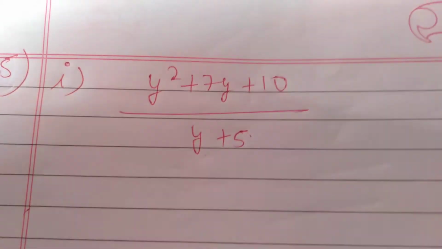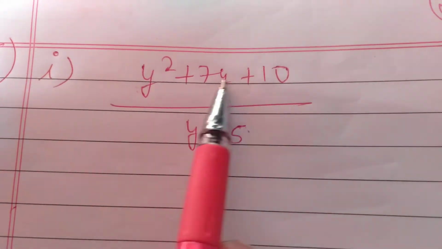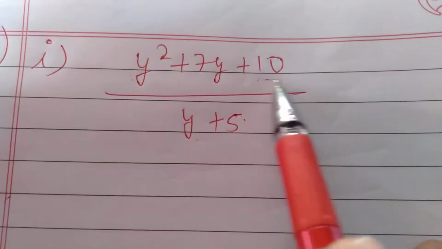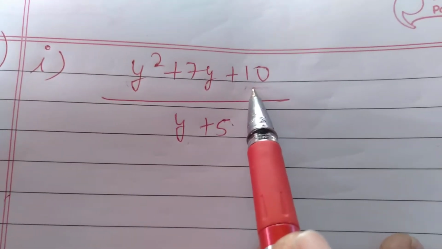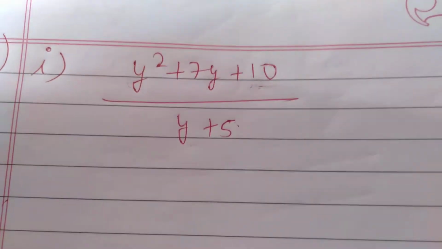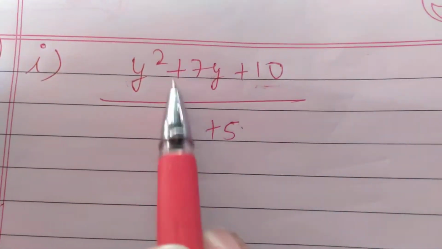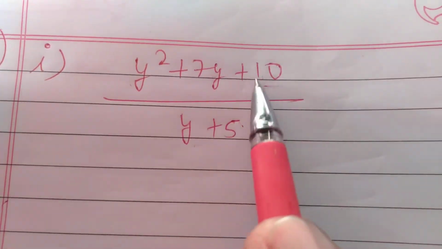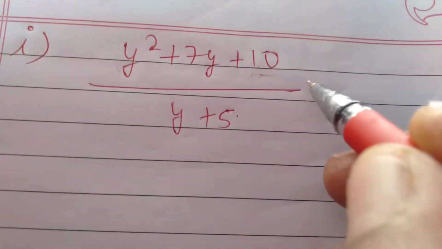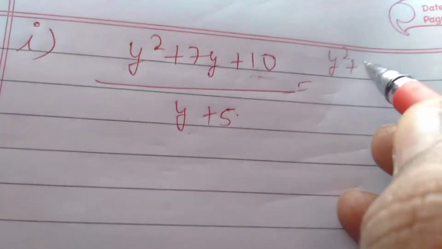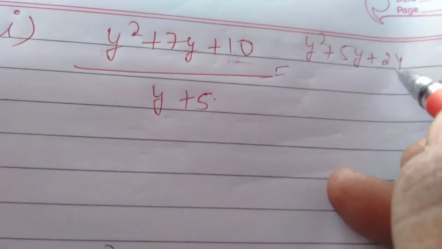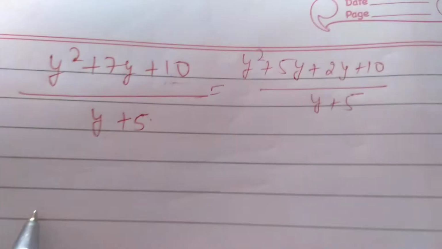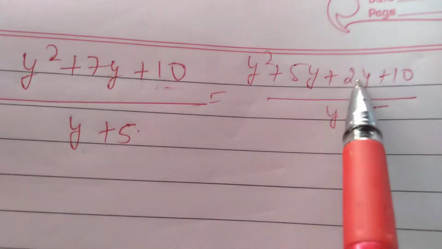So we have to at first factorize this y square plus 7y plus 10. You can see that 10 is not a perfect square number, so we have to split 7 into two numbers whose product will be 10. So this is 2 and 5. 5 plus 2 is 7 and 5 twos are 10. So we will write y square plus 5y plus 2y plus 10 by y plus 5, right? So we have split 7 into 5 plus 2.